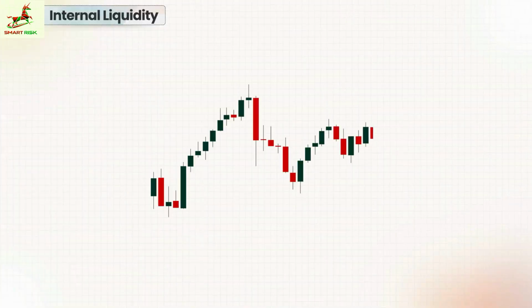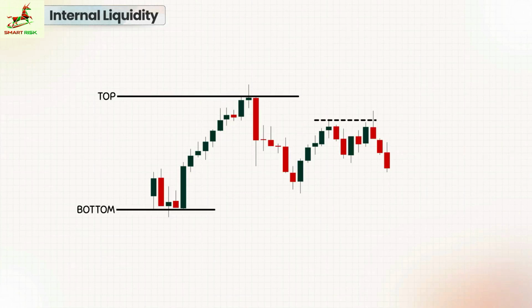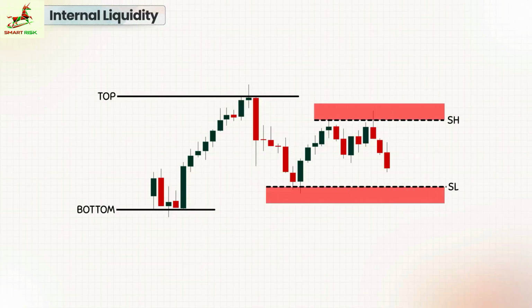Internal liquidity. Between the two extreme points, meaning between the major swing high and major swing low, the smaller swing highs and swing lows that form, the liquidity visible around them on the chart is called internal liquidity. This basically forms around smaller price action patterns, minor support and resistance levels, and minor swing points inside the market where retail traders place their stop losses.